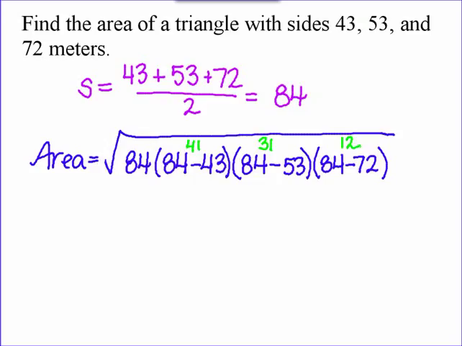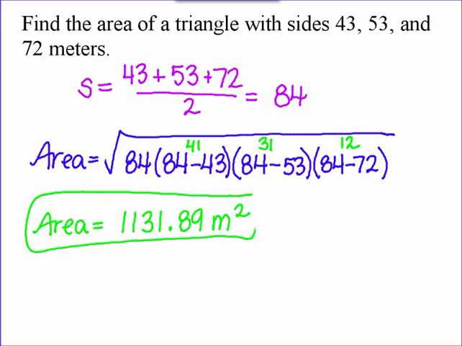And so what does the area come out to be? 1,131.89. The label will be meters squared. That is the answer. Questions? Pretty easy once you have the formula.